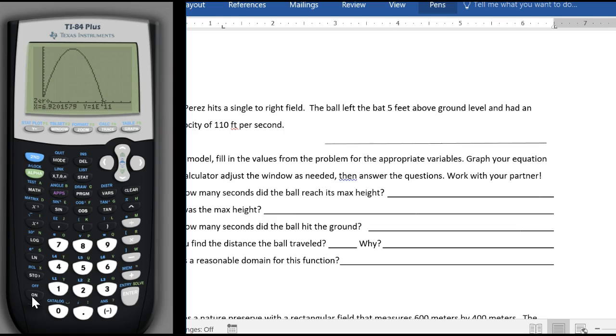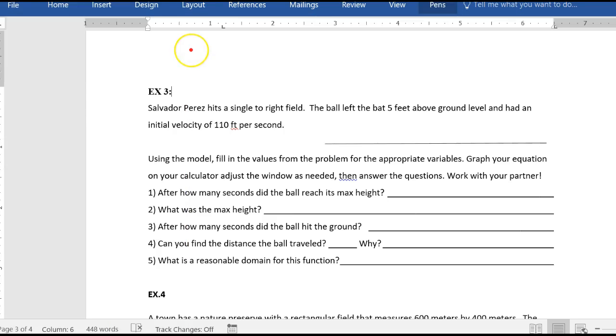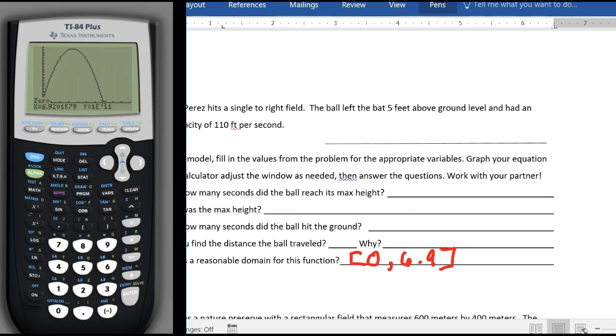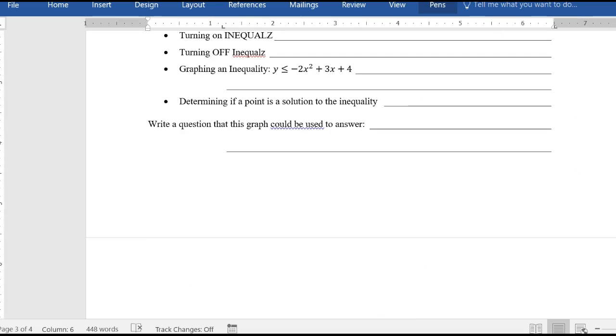A reasonable domain for this function would be from 0, so we can write that from 0 and including 0 to 6.92. Because after 6.92, if you look at that graph, it looks like the ball continues going because the graph would continue to go down. But that would be the ball being buried into the ground, and of course that does not happen. So that wouldn't be the case.